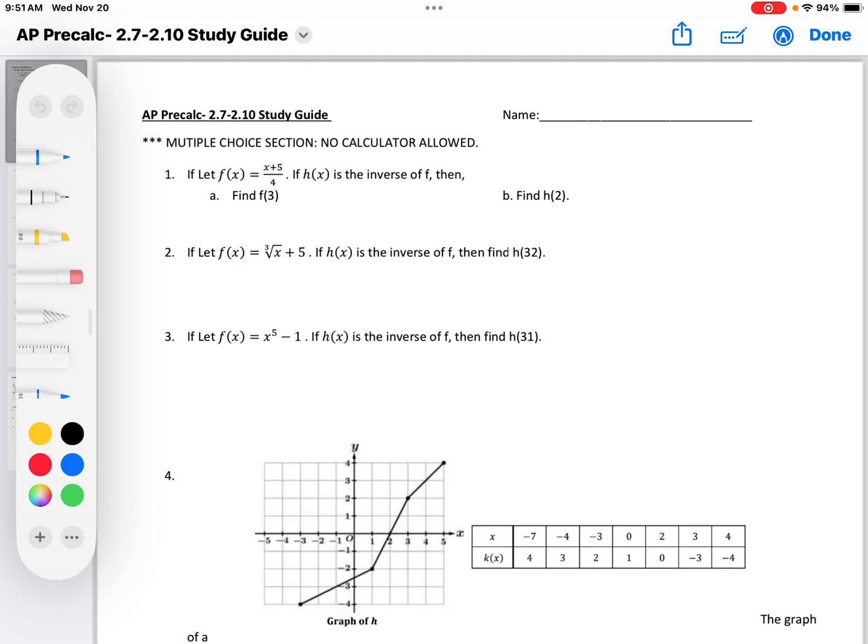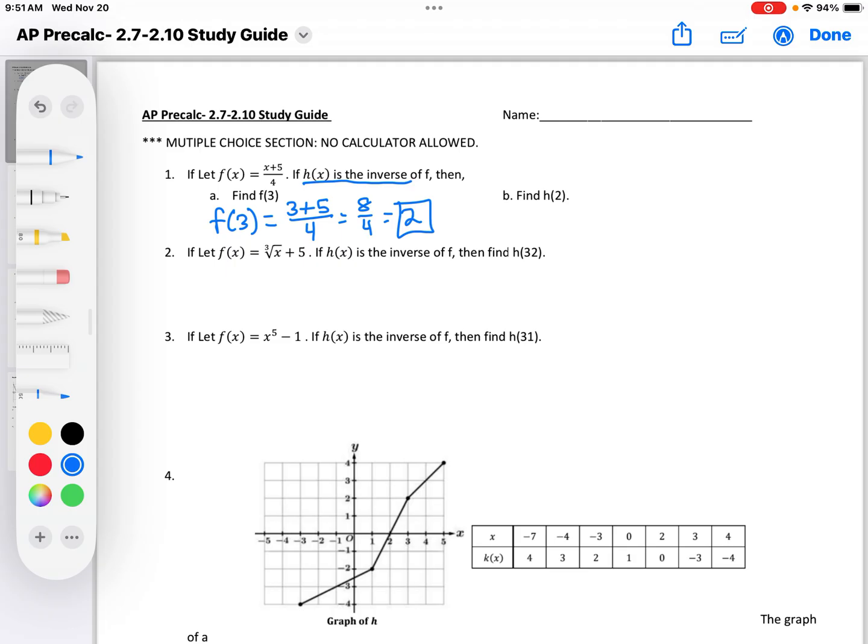So it says here, let f of x equal (x plus 5) over 4. H of x is going to be the inverse of the f function. So when we're asked to find f of 3, that's just like what we would normally do. We just plug in 3 for our input. We get 8 over 4, which equals 2. But if they ask us to find h of 2, there's two ways you can do this.